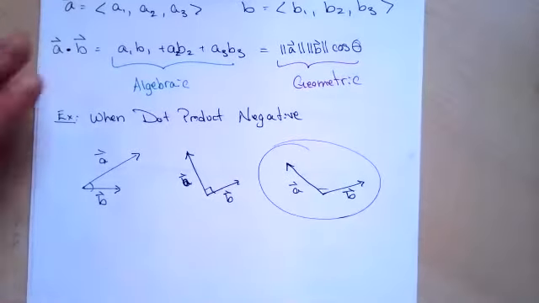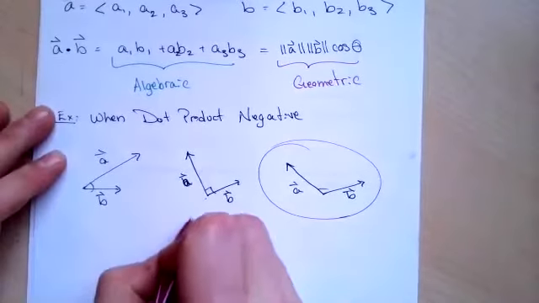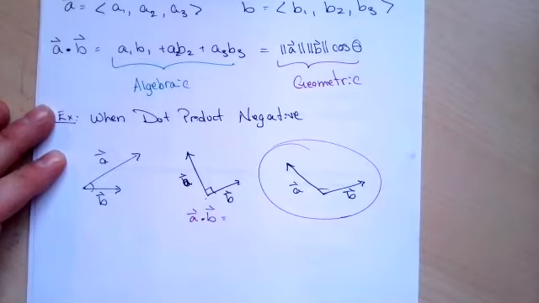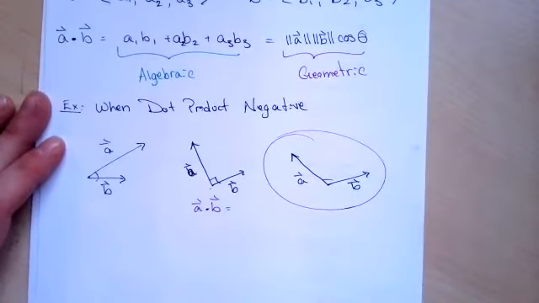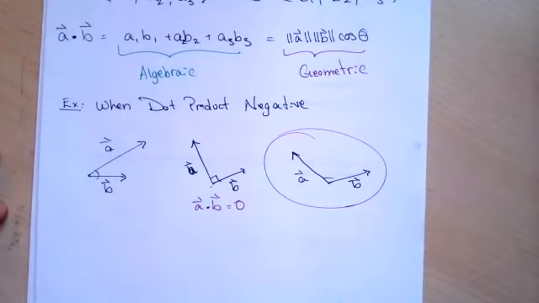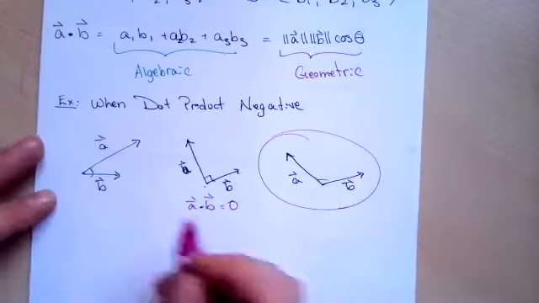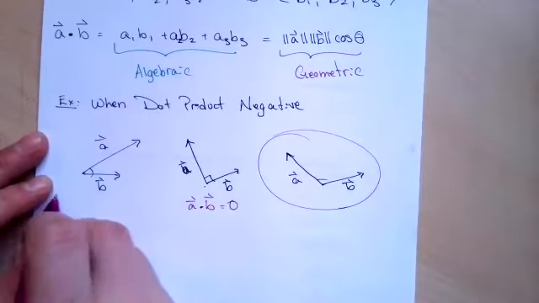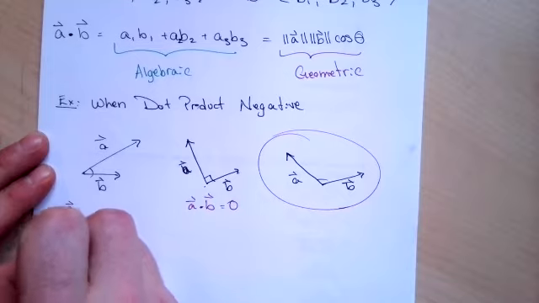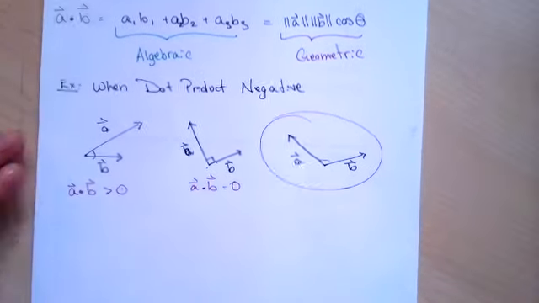So these two vectors will have a negative dot product. These two, our dot product is going to be what? It's cosine of pi over 2, going to be 0. And then here, since they're pointing in the same direction, the angle is smaller than 90 degrees, so here we will have a dot b bigger than 0.